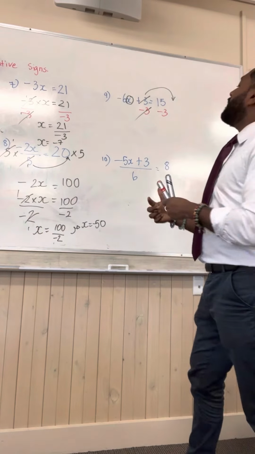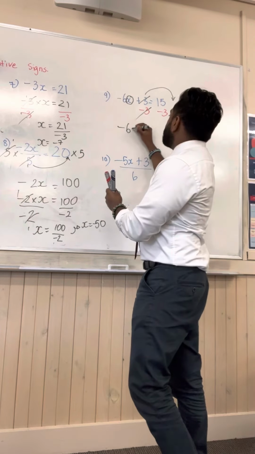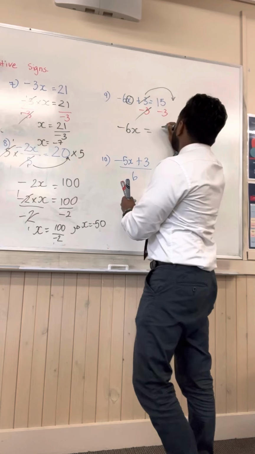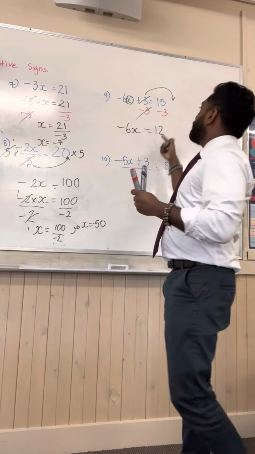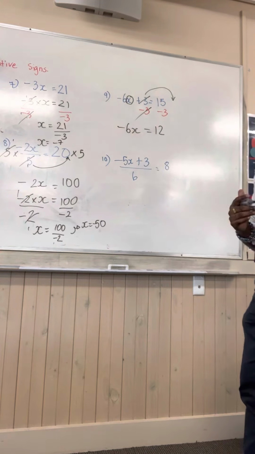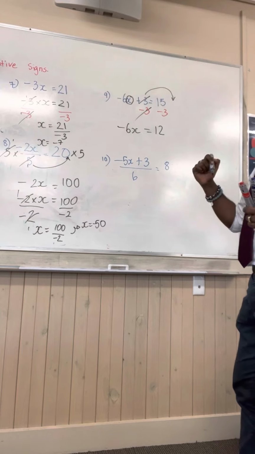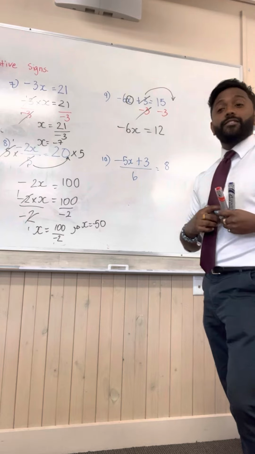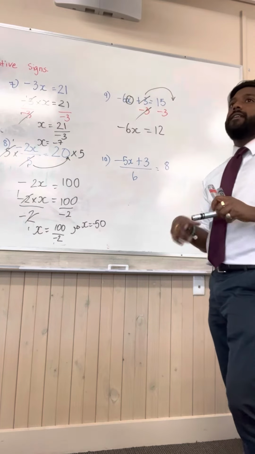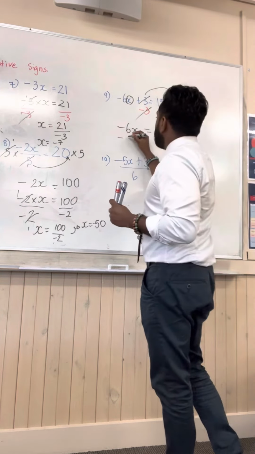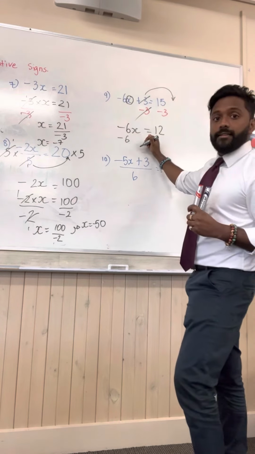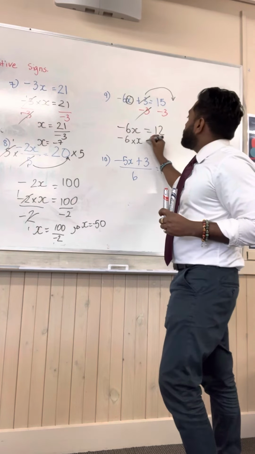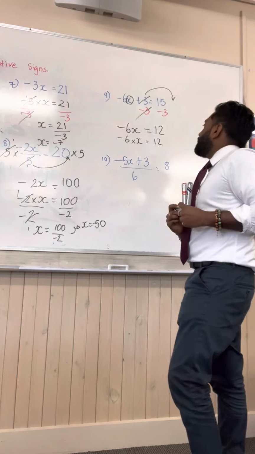Okay, now you're left with negative 6x is equal to 12. If you've done that and this question is worth 2 marks, you've already got 1 mark so far. The next stage is to still solve for x. What's the negative 6 doing to the x? Yes, it's multiplying. So now you're left with negative 6 times x is equal to 12.